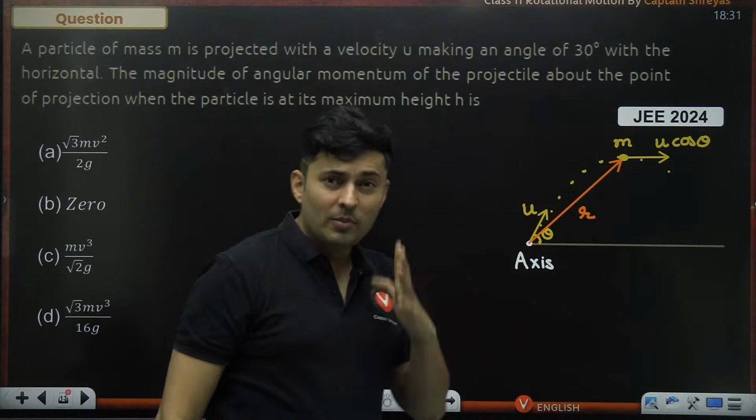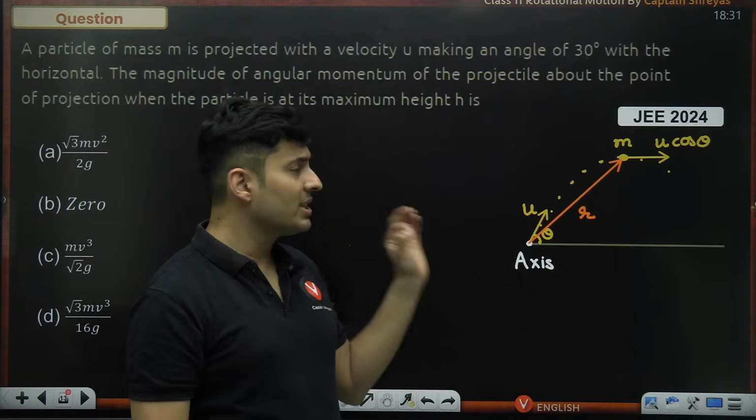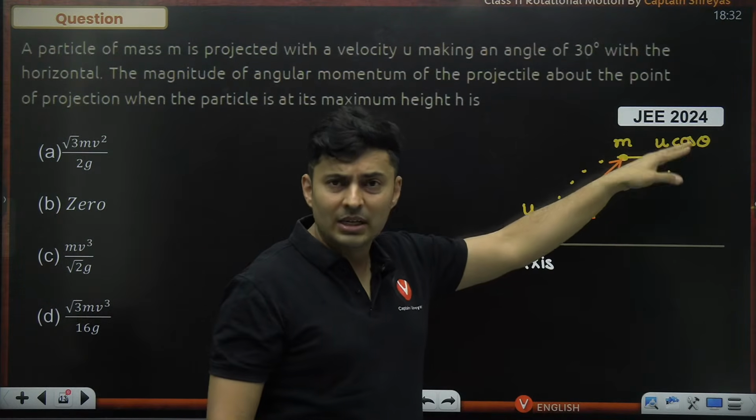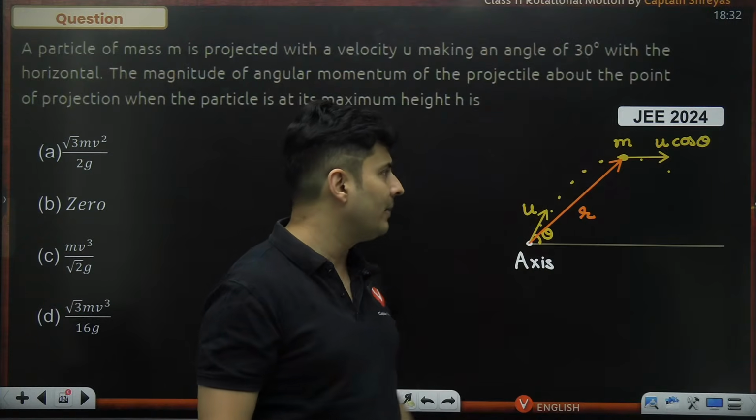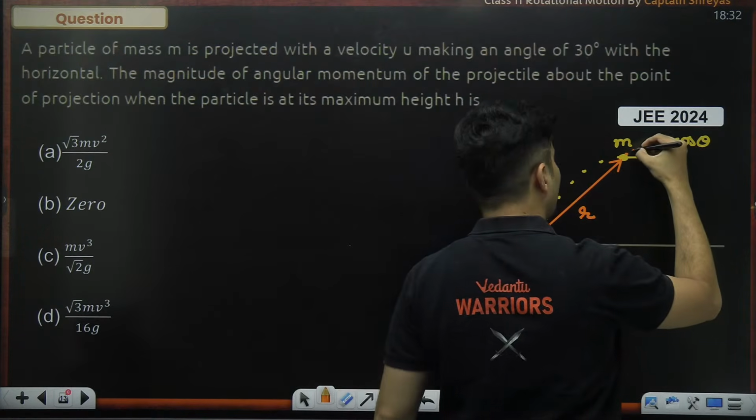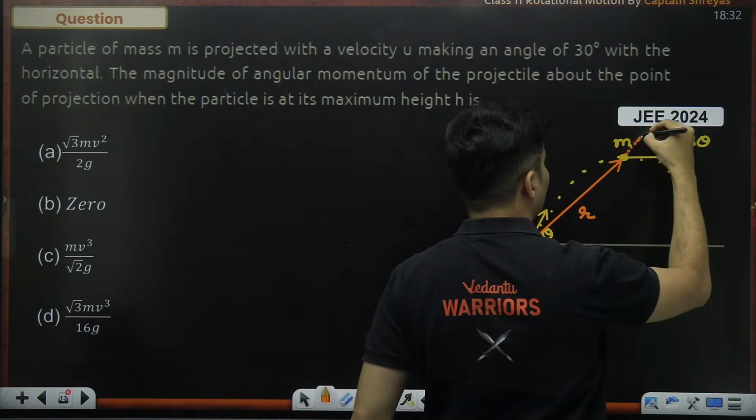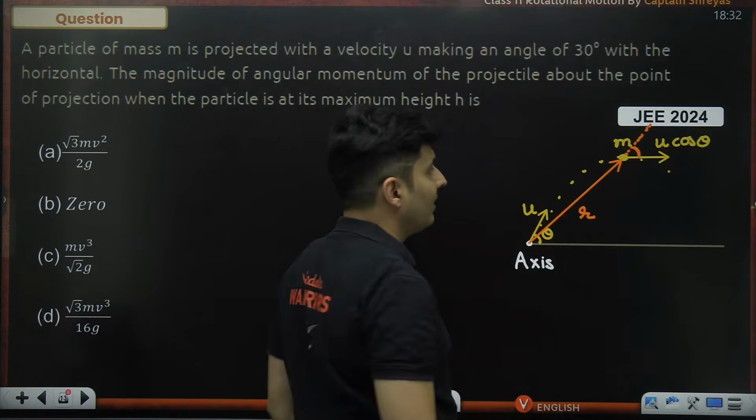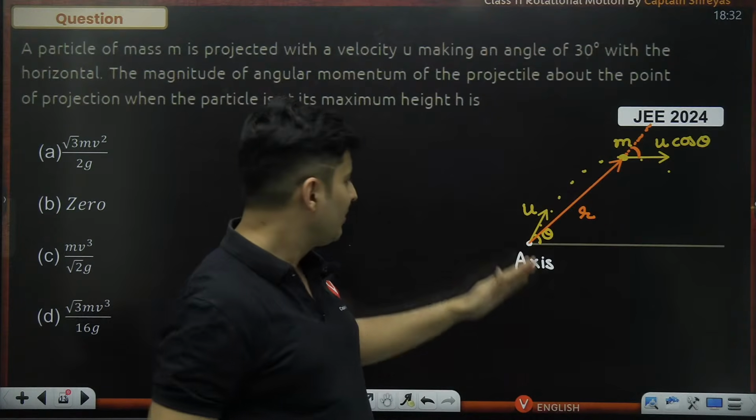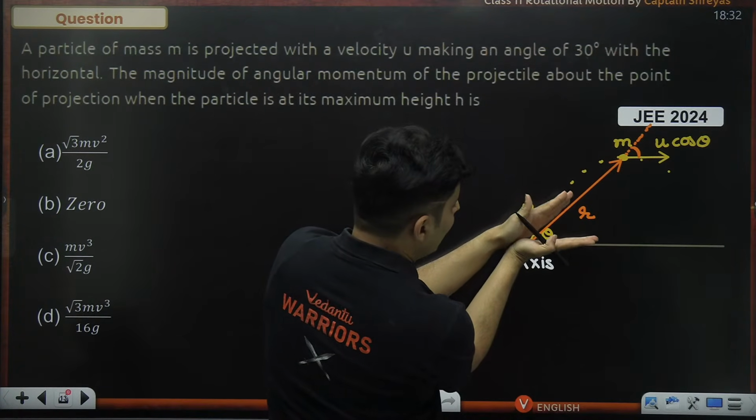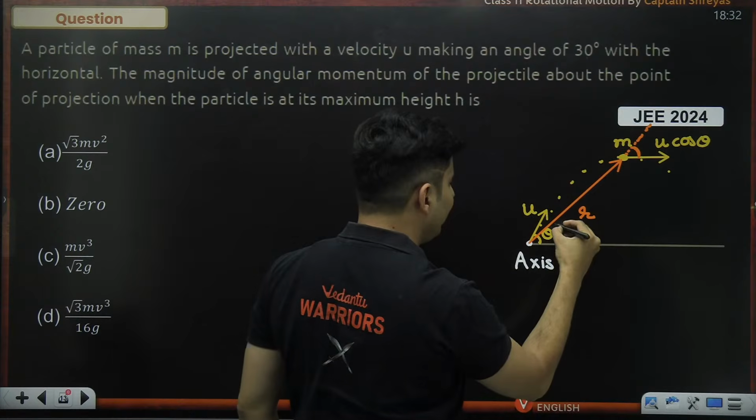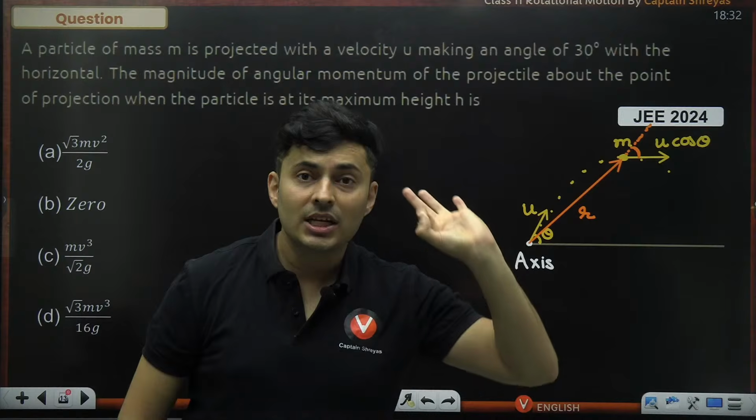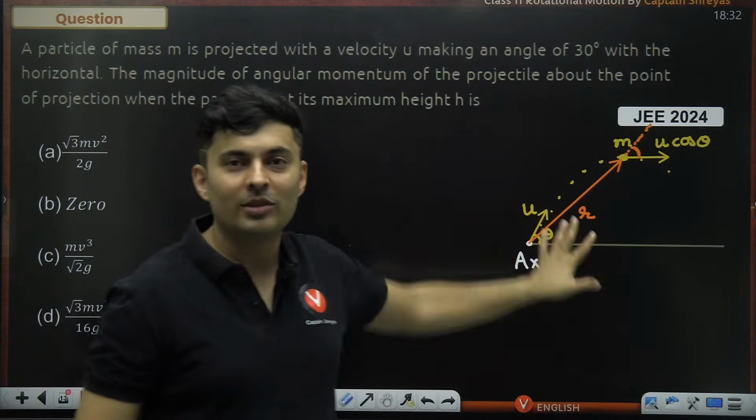Now, the problem is if you try to find angular momentum using the standard formula, r into m into velocity into the angle between them, trust me, this angle will take a lot of your time to be found. This is the actual angle between the position vector and the velocity vector. And mind it, it is not theta, because theta is the larger angle here and this angle is way different. So it is not the same theta of the projection.